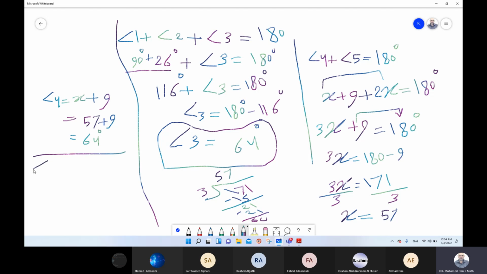And what is the measure of angle 5? It will be 2x. 2x means 2 times the value of x, which is 57. Two times 57 will be 114 degrees.